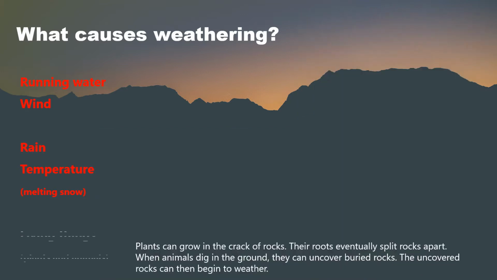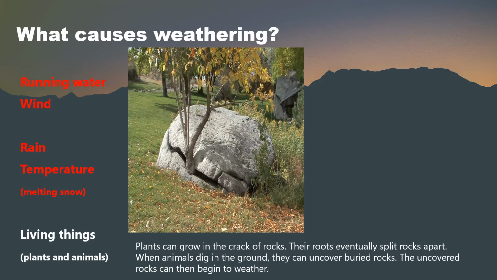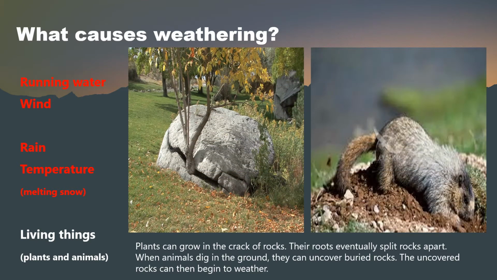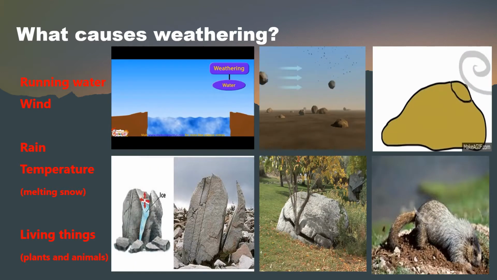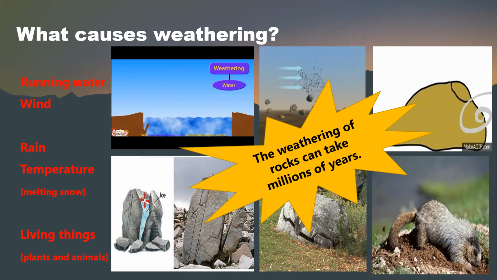Living things can cause weathering too. Plants can grow in the cracks of rocks. Their roots eventually split rocks apart. When animals dig in the ground, they can uncover buried rocks. The uncovered rocks can then begin to weather. Weathering usually happens so slowly that you do not notice it. The weathering of rocks can take millions of years.